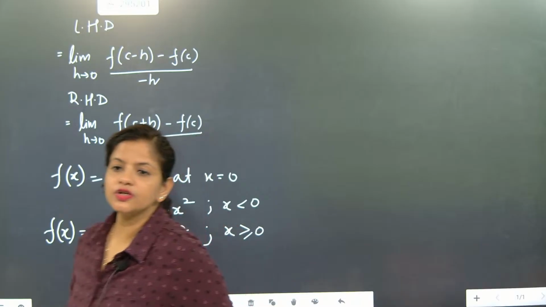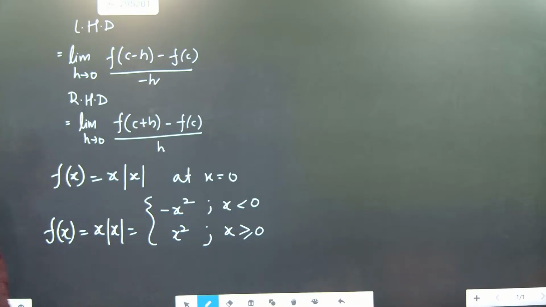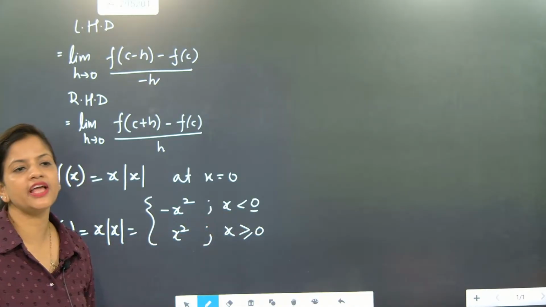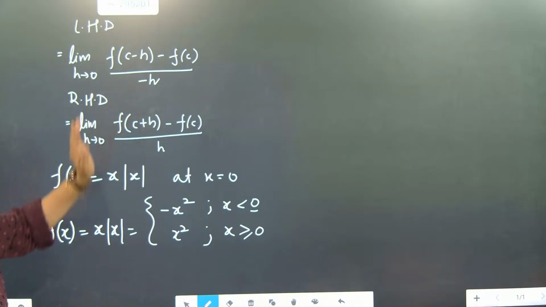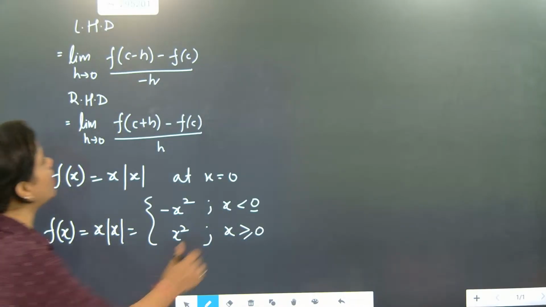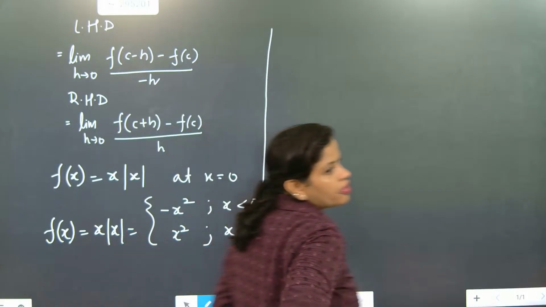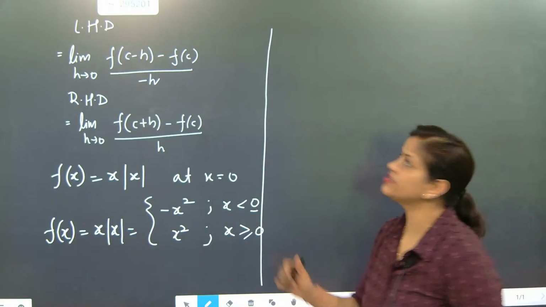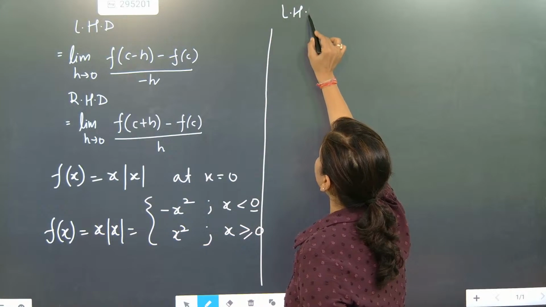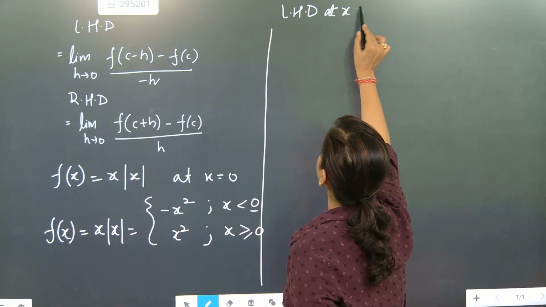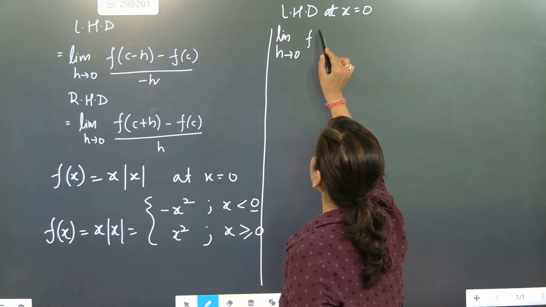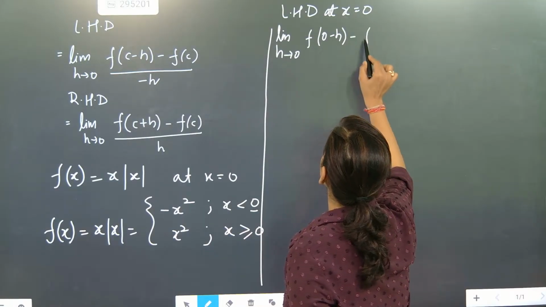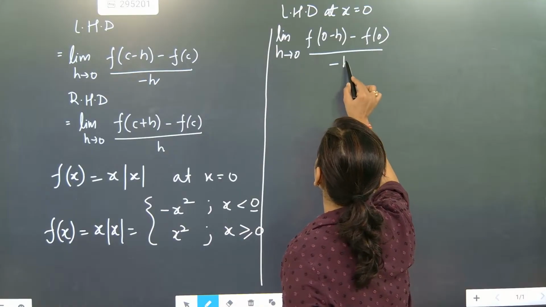I hope you have understood. So we will do it like this, minus x square and x square. Look at the left hand derivative, because here we have to check differentiability at 0. So what is c here? c will become 0. Remember this. Now strictly, based on the formula, how are we going to solve the question? LHD, left hand derivative at x equal to 0: limit h tends to 0, f of 0 minus h minus f of 0 by minus h.